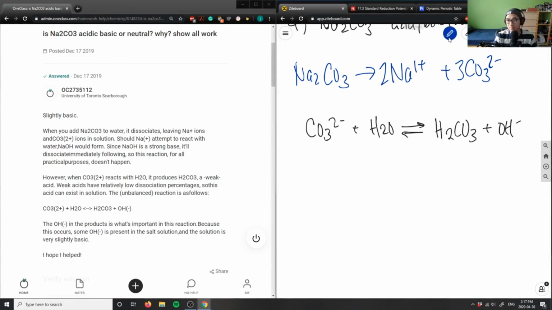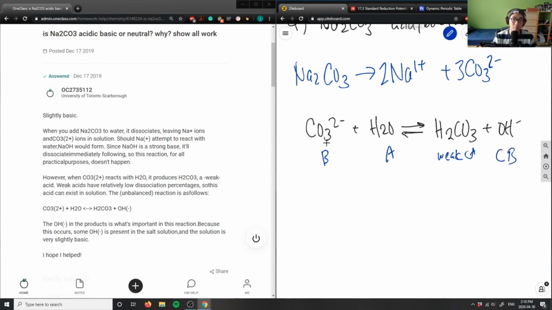So in this case, if this is our weak conjugate acid, this would be our conjugate base. And this one here would be our base, and this here would be our acid. This would be our base, and this would be our conjugate base here. So water would behave as an acid.